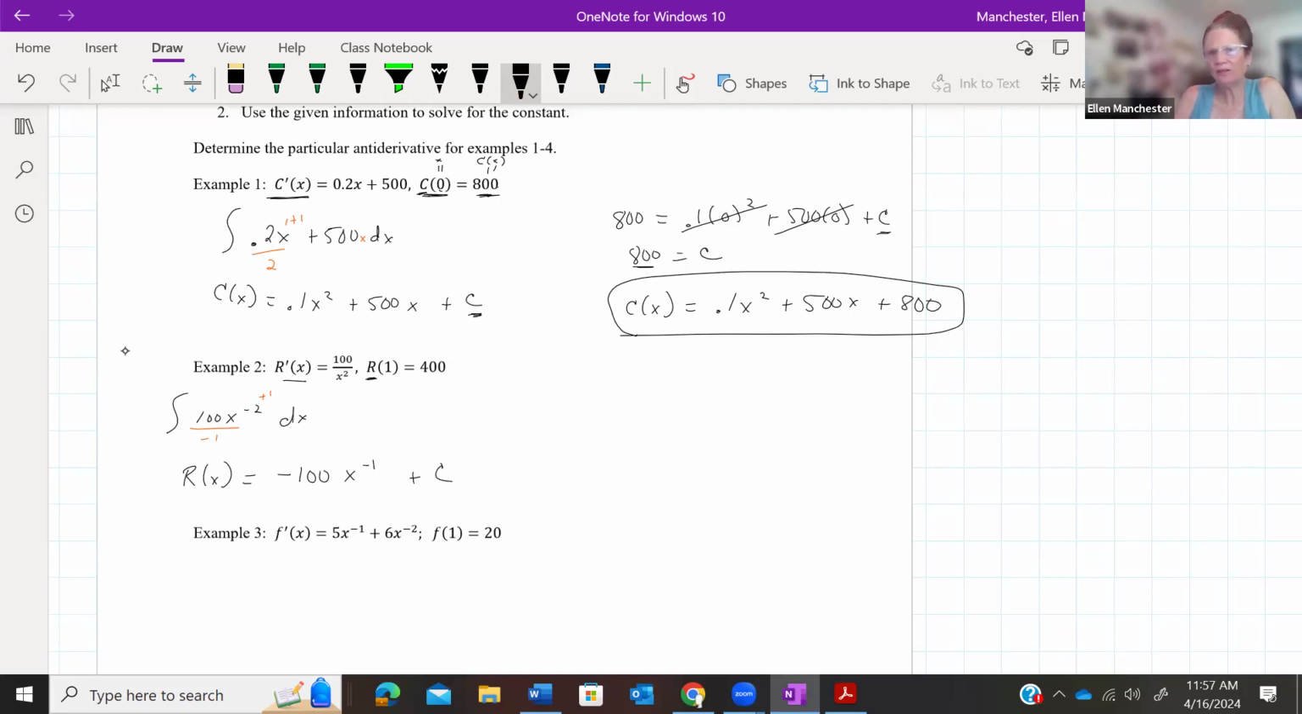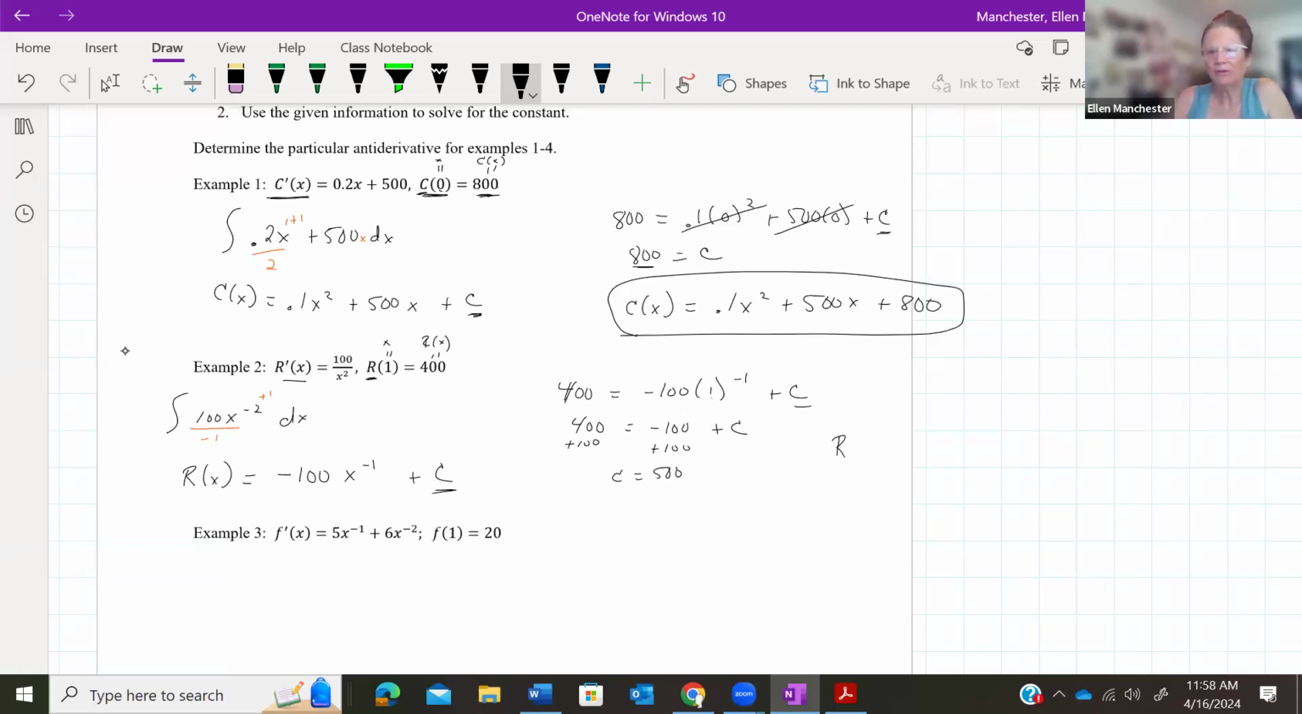Okay, so that part is nothing new. The new part is now we have to find what c is. So we're going to take out our x. This is our x. This is our revenue when x is 1. So our revenue is 400. Our x is 1. We are looking for c. So we have 400 equals negative 100. And then 1 raised to anything is 1. So we're going to add 100 to both sides. So my c is 500.